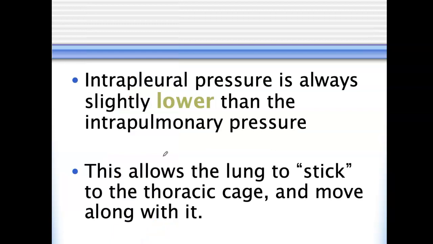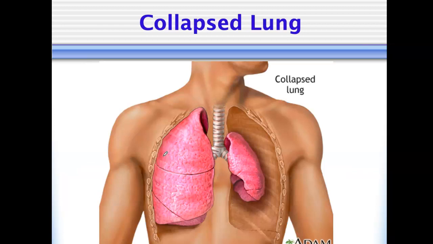It's written out for you. Intrapleural pressure is always slightly lower than the intrapulmonary pressure, and this is going to allow the lungs to kind of stick to the thoracic cage and move along with it. This is an example of it not functioning, of a collapsed lung, where we did away with that difference in pressure. So if you do away with that tiny little bit of pressure here, then this lung would retract and it would look like this. And we don't want that to happen. You can be exhaling and it will still look like this.